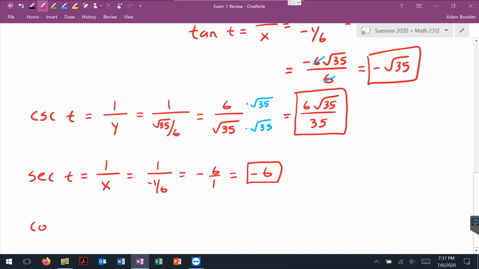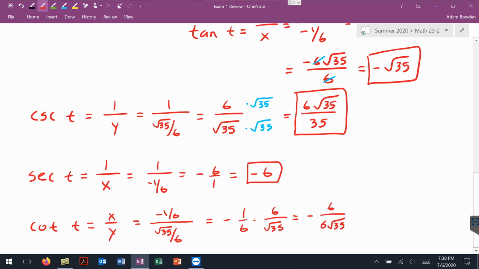And then finally, the cotangent of t is x over y. So that would look like negative 1/6 over the square root of 35 over 6. Negative 1/6 times 6 over the square root of 35. So it would look like negative 6 over 6 square root of 35. But 6, of course, will reduce away, and we'll have negative 1 over the square root of 35, which has to be rationalized here. And we'll get negative square root of 35 over 35.